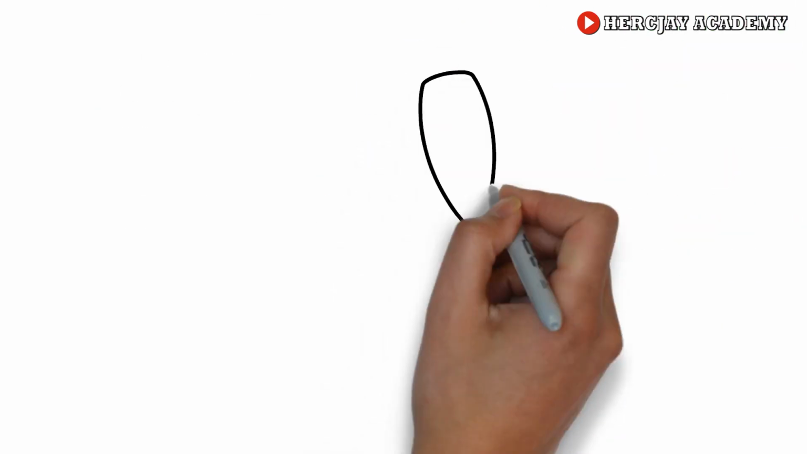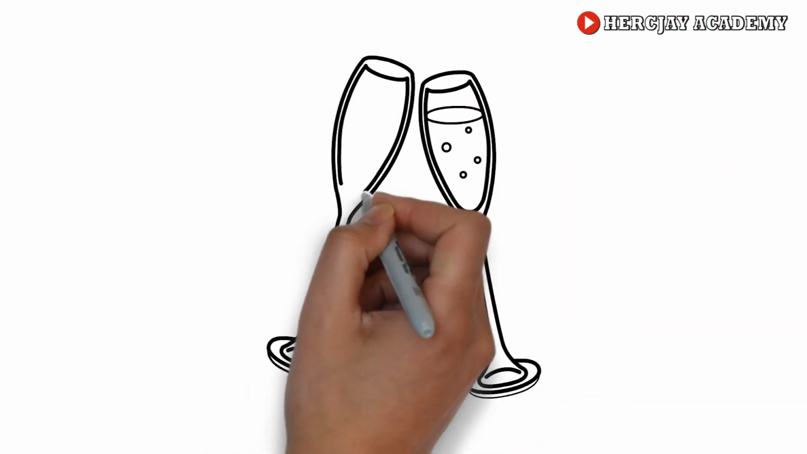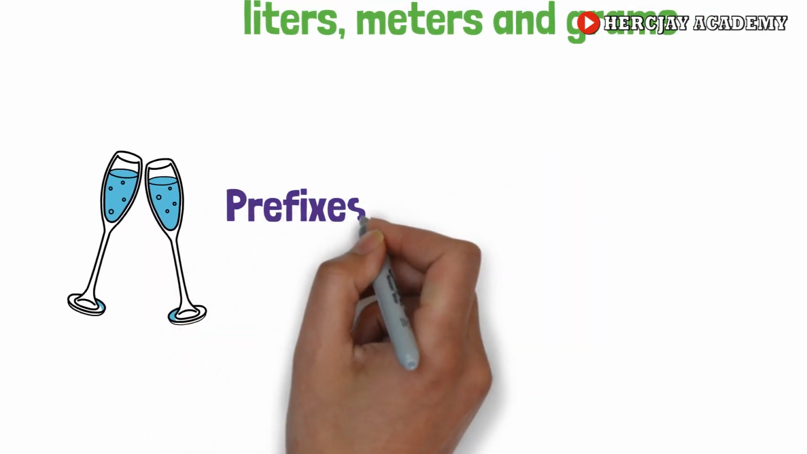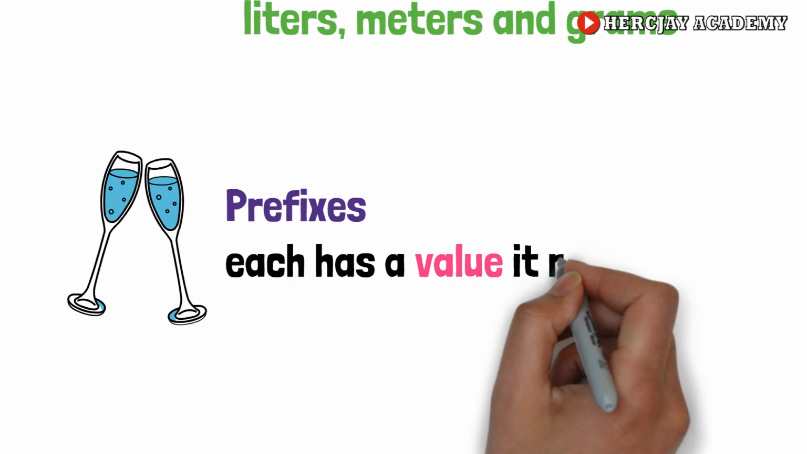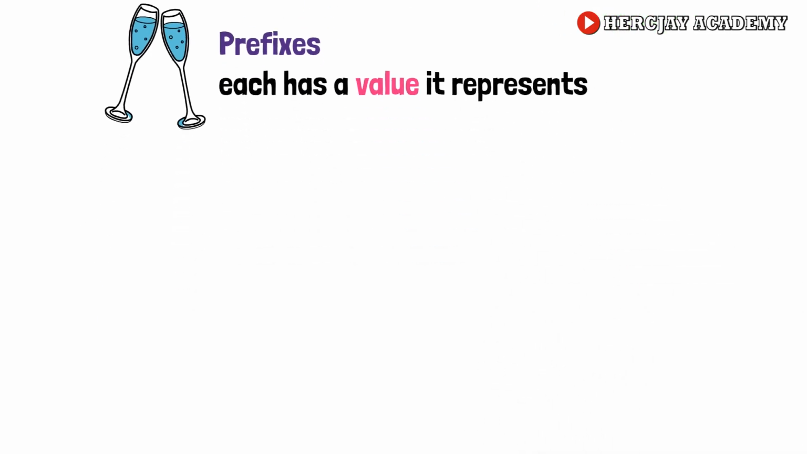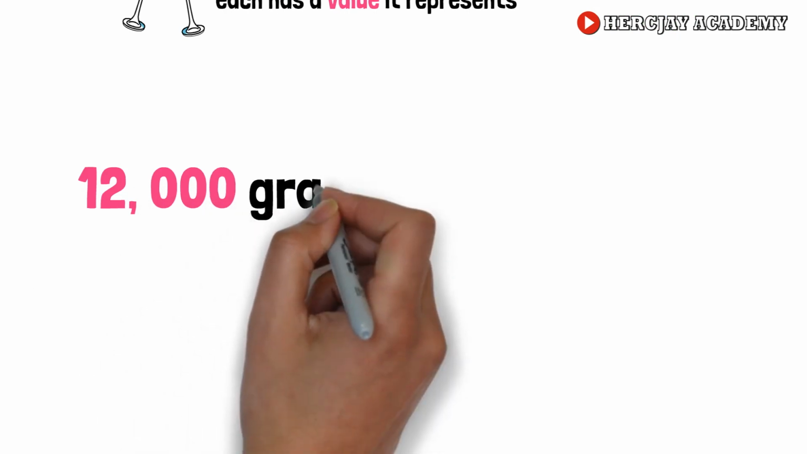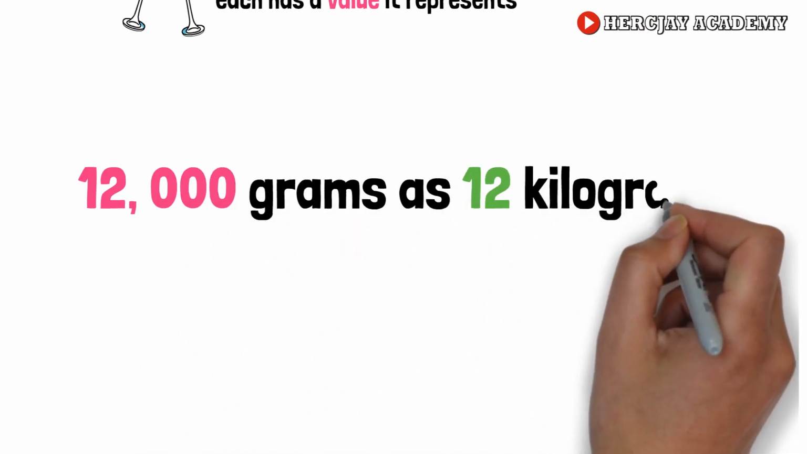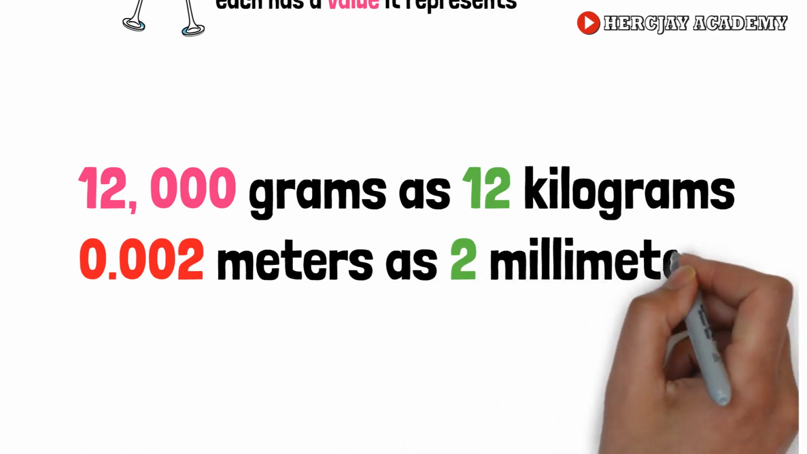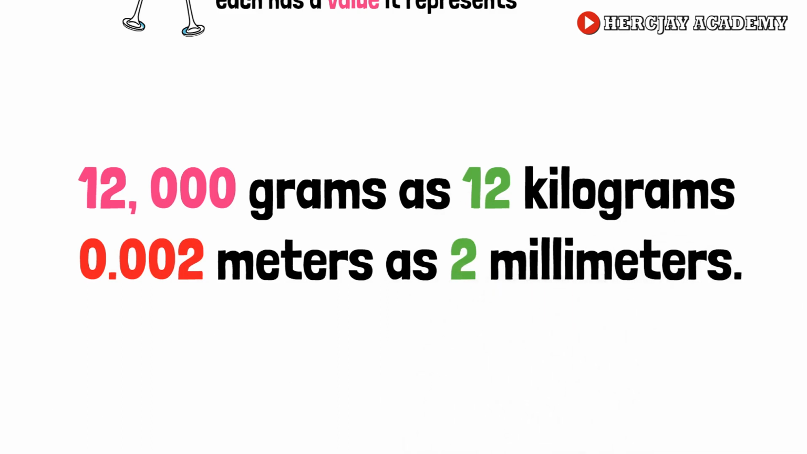There are certain words that are attached to these SI units that help to make documentation of measurements much easier. These words are called prefixes, and each prefix has a value that it represents. There's a reference table I'll show you later. For example, it is much better to record a value of 12,000 grams as 12 kilograms. More so, a value like 0.002 meters can best be recorded as 2 millimeters.